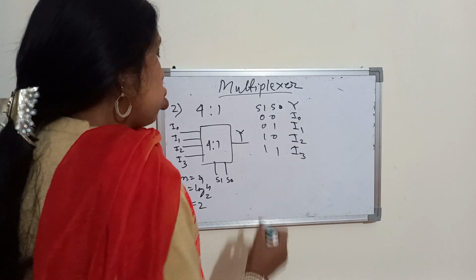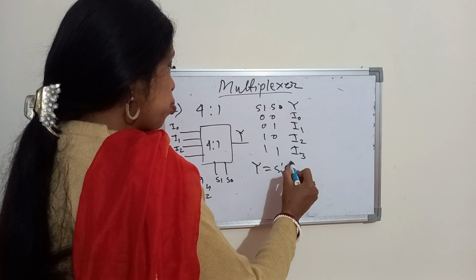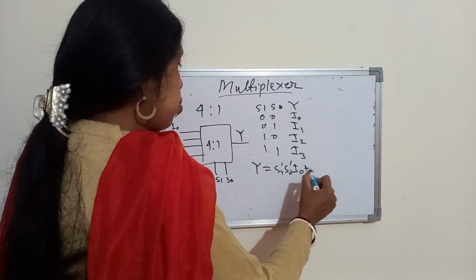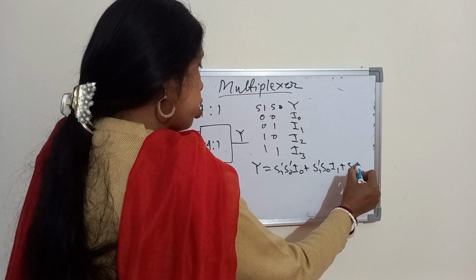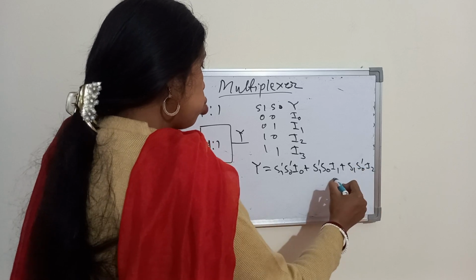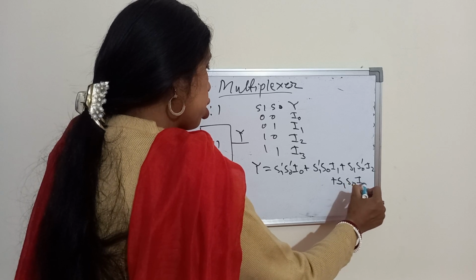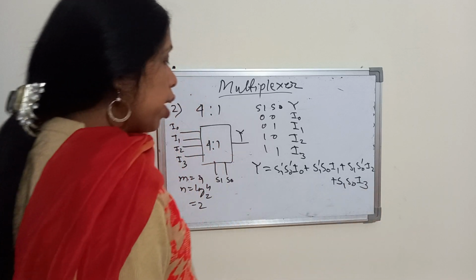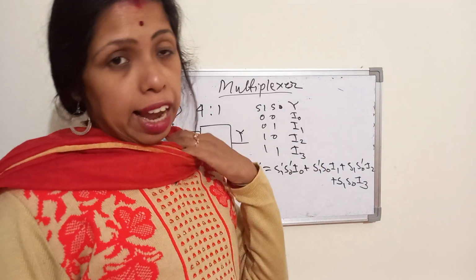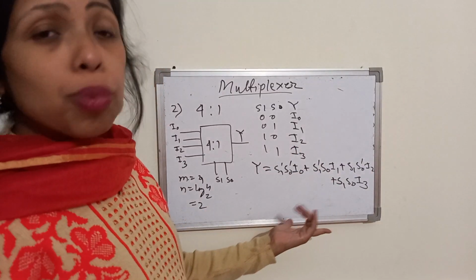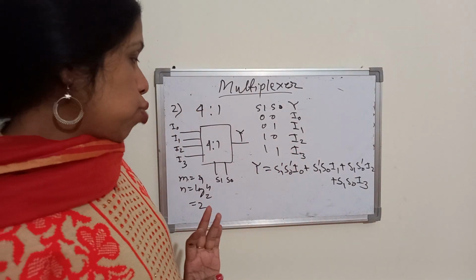Right? So what is the expression here? S1 prime, S0 prime, I0 plus S1 prime, S0 I1 plus S1, S0 prime, I2 plus S1, S0, I3. Okay, this is the expression, right? So from this expression you can draw the logical diagram, that I am not drawing. This is a little bit complex logical diagram. So the entire logical diagram will be there inside the 4:1 multiplexer.